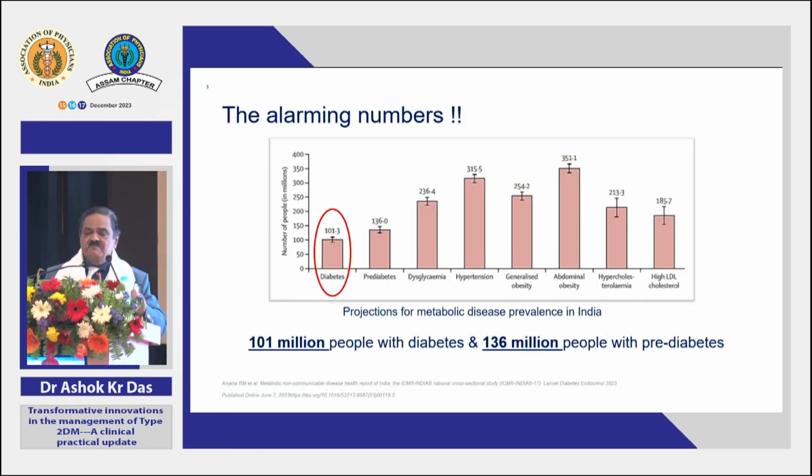Dear friends, the numbers of type 2 diabetes are alarming. You see, today we have 101 million people with diabetes and 136 million people with pre-diabetes. Together, this dysglycemia is 237 million. But what is most important, see the amount of hypertension, 385 million. General obesity, 254. Abdominal obesity, 353. Hypercholesterolemia, 213. And high LDL, 185. So when we wrote this paper in the Lancet on June the 7th, we called it the metabolic map of India.